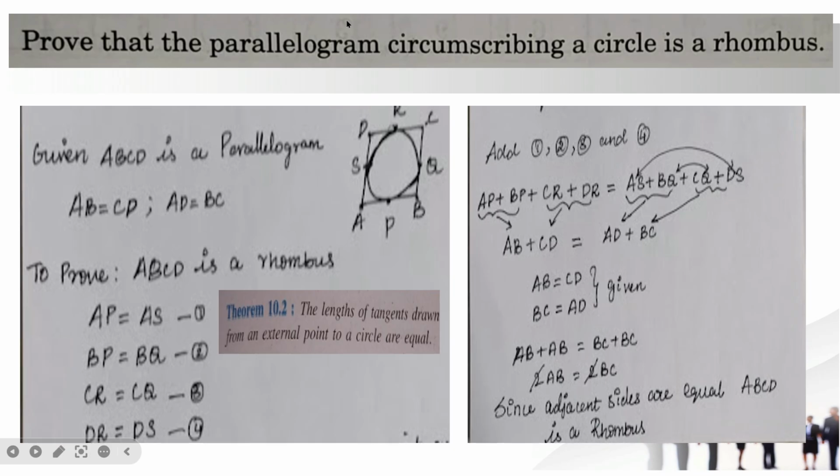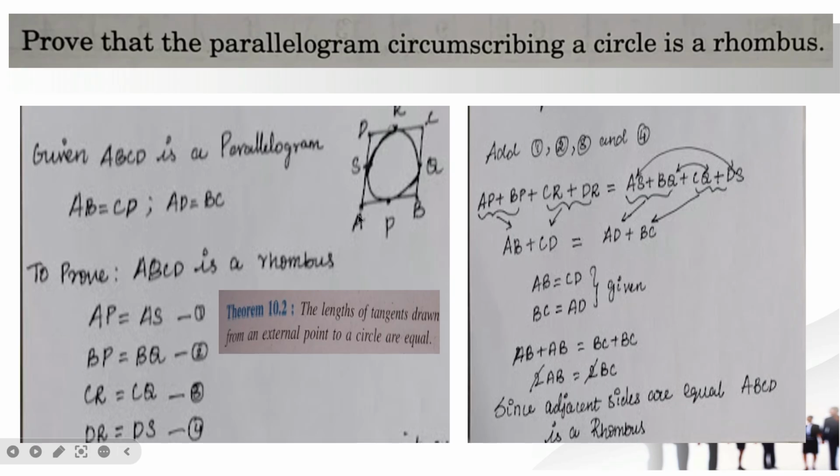Next. Prove that if a circle is inside a parallelogram, then it is a rhombus. We have to prove that we have a parallelogram, inside that parallelogram we have a circle, and that parallelogram could be a rhombus, they are saying.